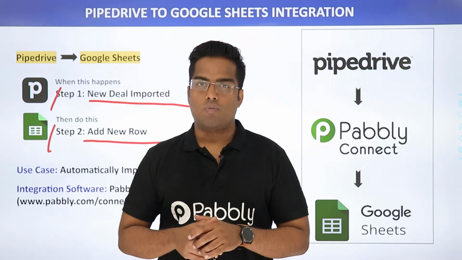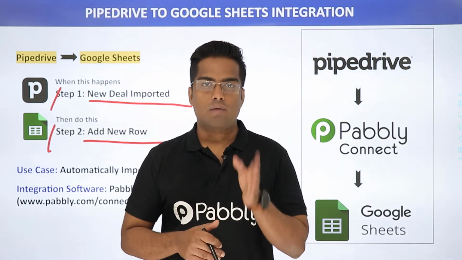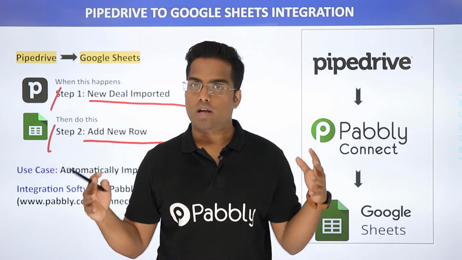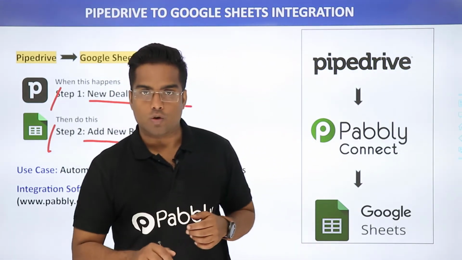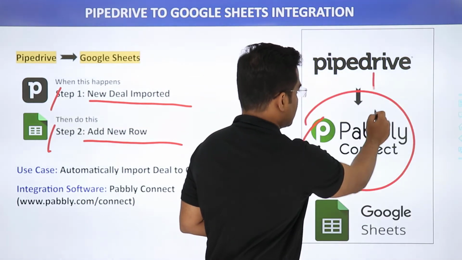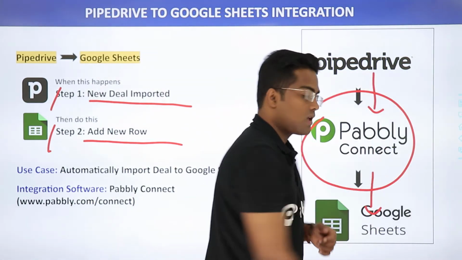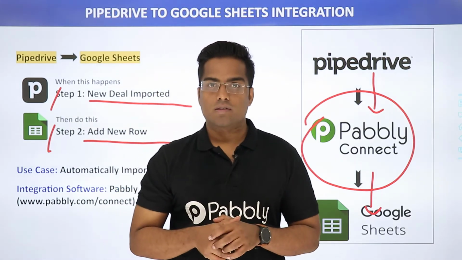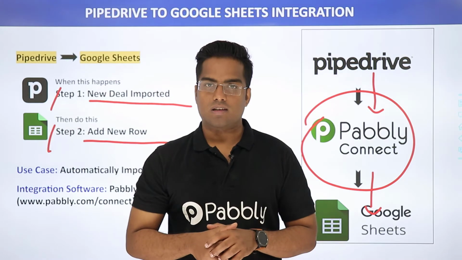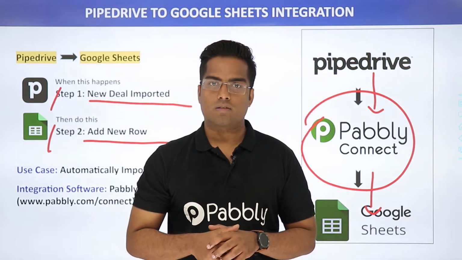But there is one minor problem. There is no integration between Pipedrive and Google Sheet. So in cases like these, we need to bring a third app to connect them both. In this video, we will be using Pably Connect to integrate Pipedrive and Google Sheet. And the best part of using Pably Connect is that there is no need for coding skills or programming knowledge. It can be done easily. Let me show you on my screen.